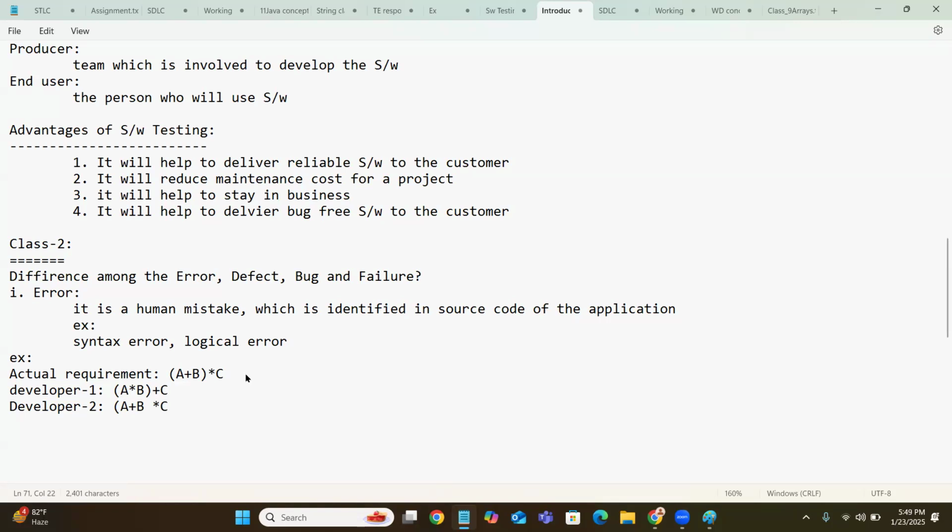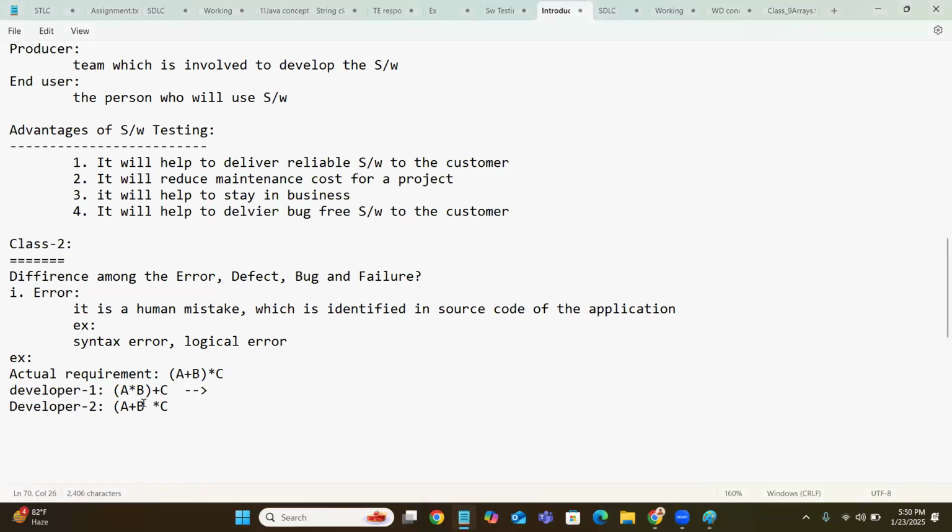Yes. Developer one is syntax error. Okay, what about others? Logical error, developer two, logical error. Now, some wrong answers I got.